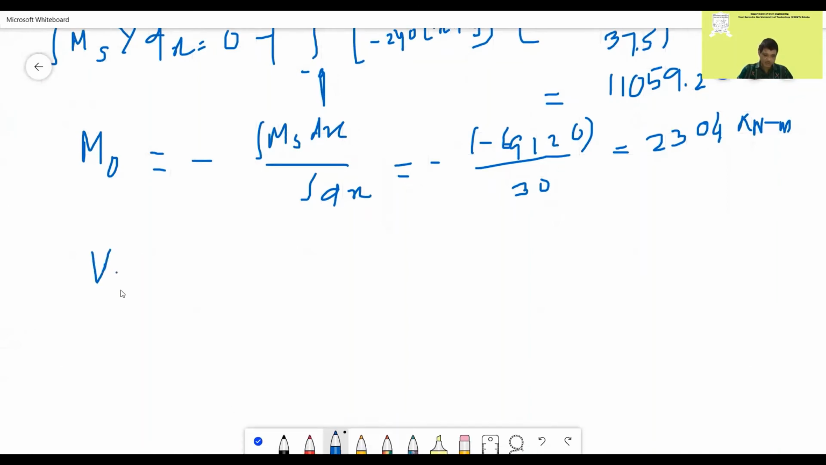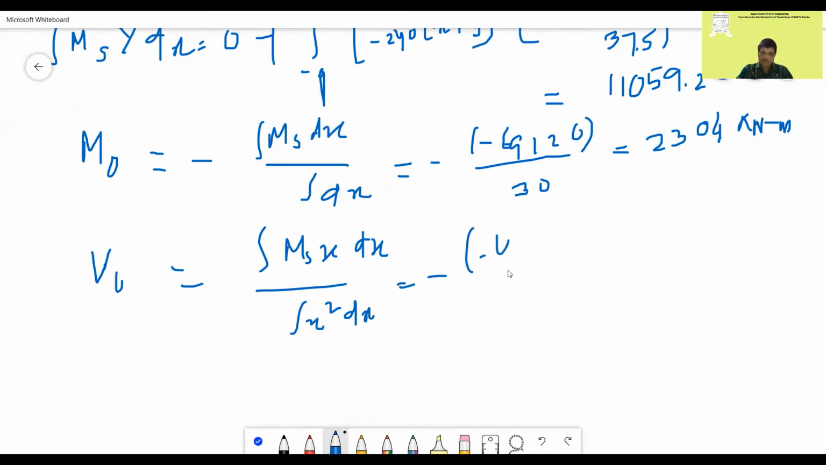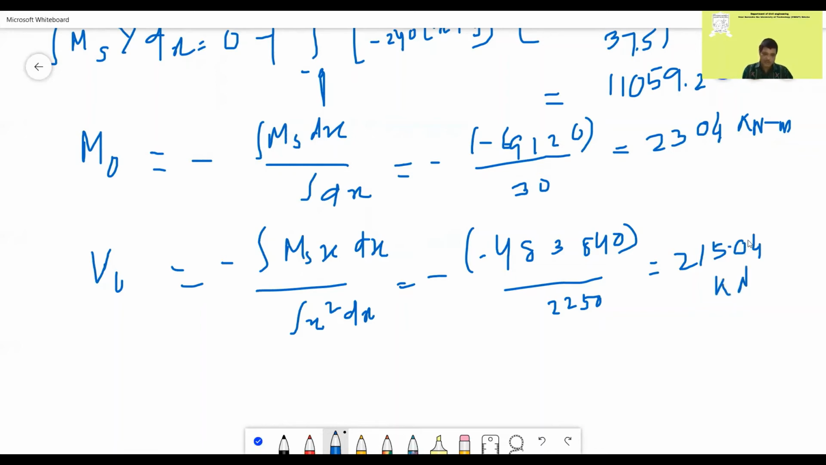Now V0 is equal to ∫ms x dx divided by ∫x² dx. You can find the value by writing minus 48 plus minus 483840 divided by ∫x² dx, which comes out to be 2250. So this value comes to 215.04 kilonewton. So it is upward. Positive means it will come as upward.